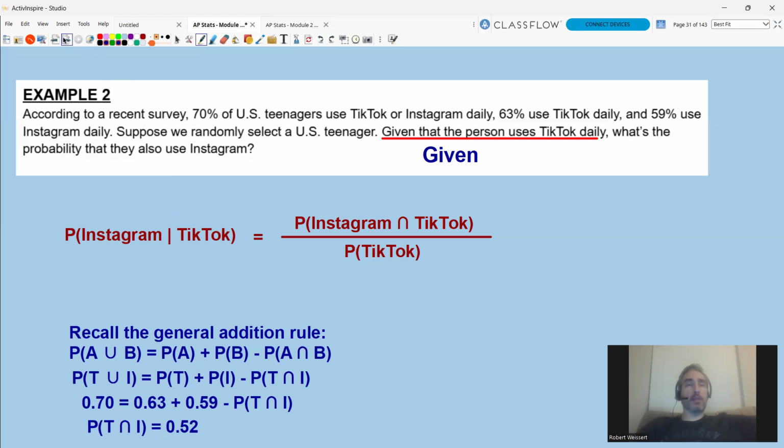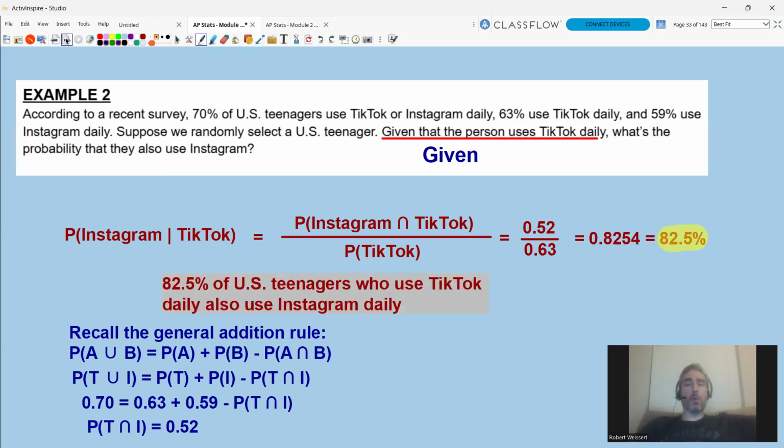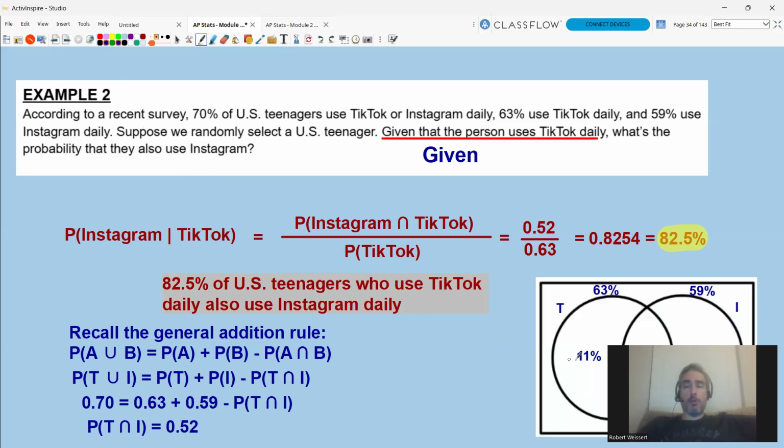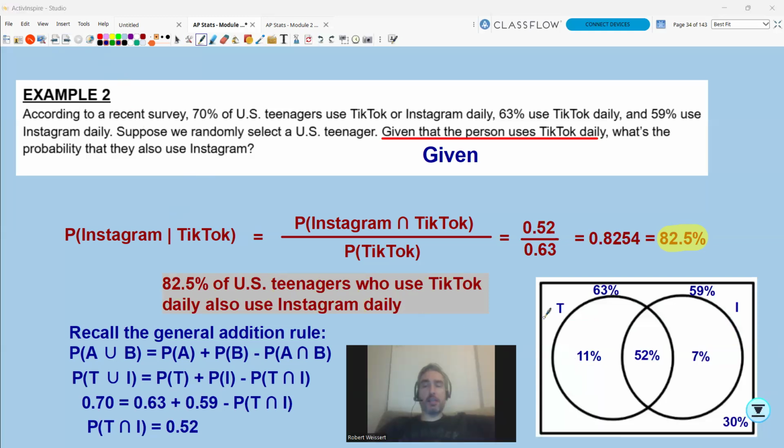Now we can plug it into the formula. Since we're given the both, now we can put that on top of the 0.63 and divide. And so what you'll see is that 82.5% of the TikTok users also use Instagram daily. You might remember this Venn diagram, and you can see in the Venn diagram that we have the 63% of the group as TikTok users. If you take that 52 and divide by 63, that's the percentage that this takes up. Not drawn to scale, of course.